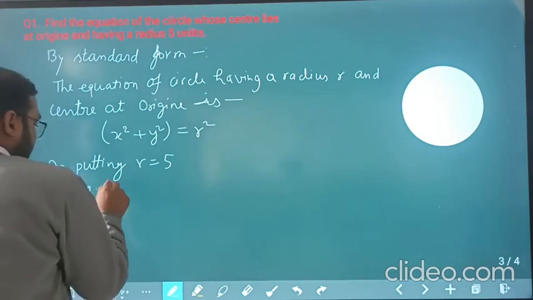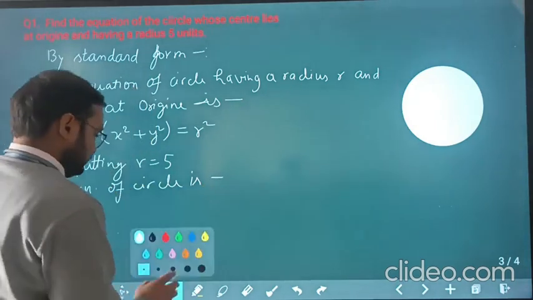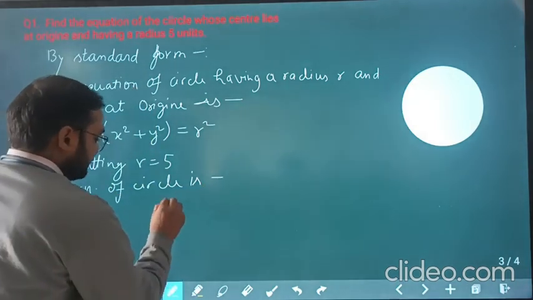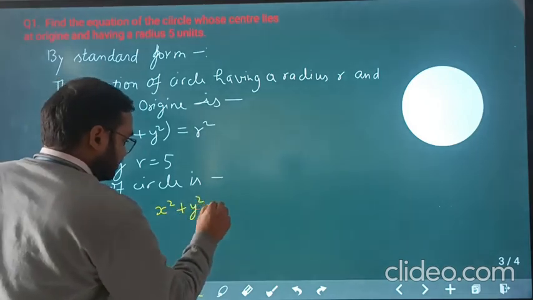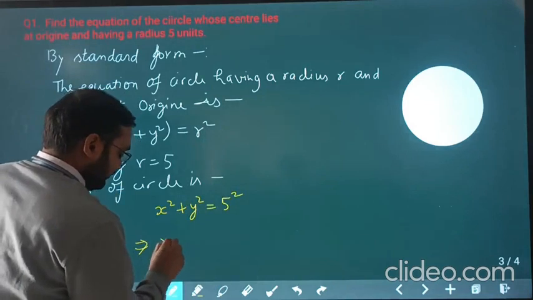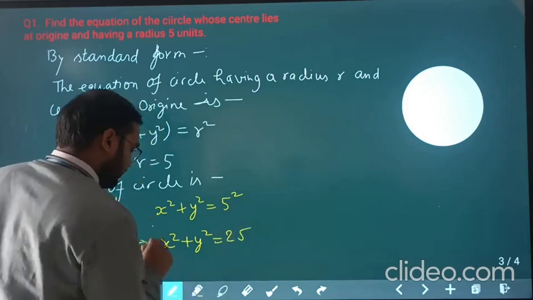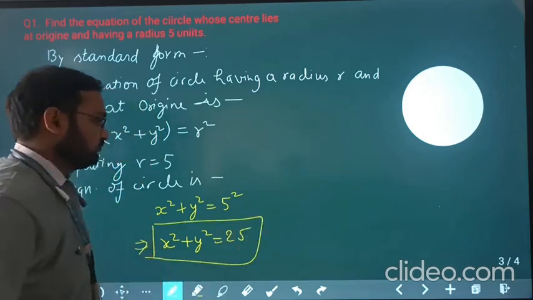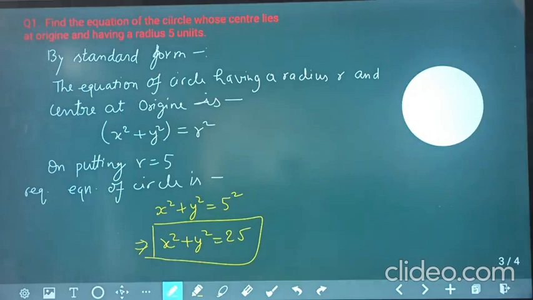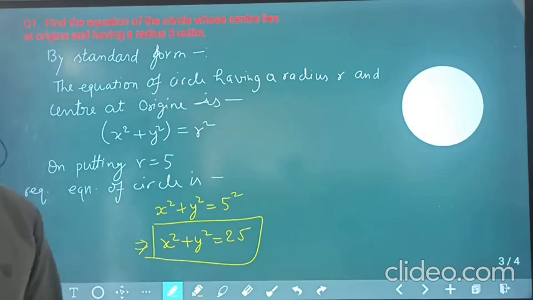The required equation of the circle is x square plus y square is equal to 5 square, or it will be x square plus y square is equal to 25. This is the required answer. I hope it is clear to all of you.